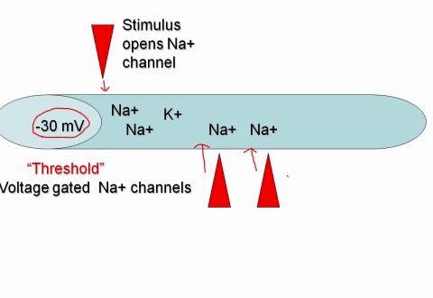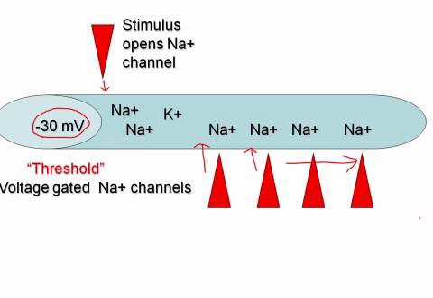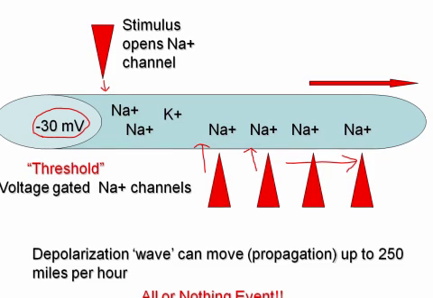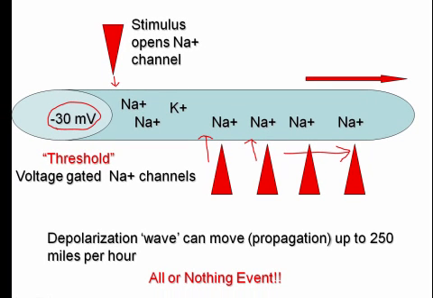This occurs in the axon of a neuron, and it's simply a depolarization wave that moves the entire length of the axon. As one portion of the membrane reaches threshold, it opens sodium channels, allows more sodium into the cell, and so this is going to continue the entire length of the axon until it reaches the end of the axon. This depolarization wave or action potential can move up to 250 miles an hour. It is an all or nothing event, which means when we reach threshold and that first set of voltage-gated sodium channels opens, you cannot stop that action potential. It's going to continue the entire length of the axon.